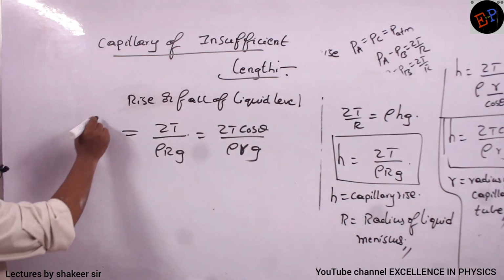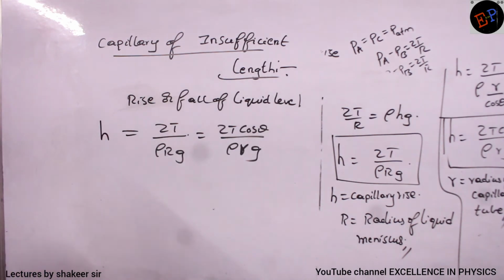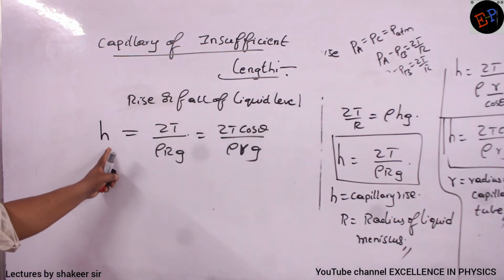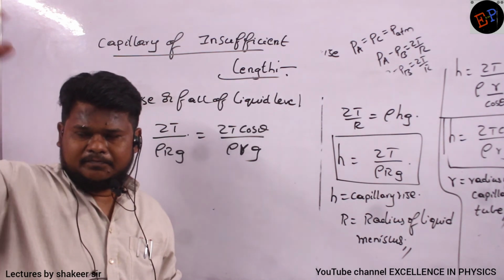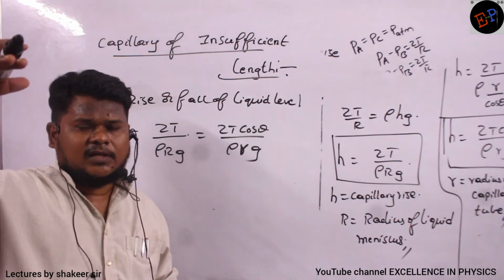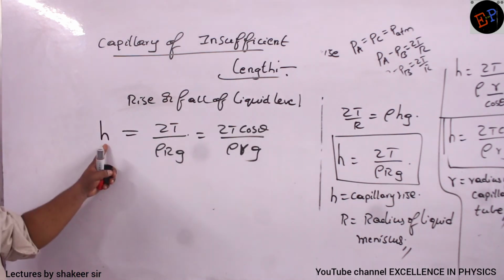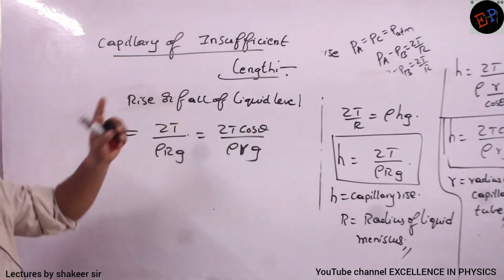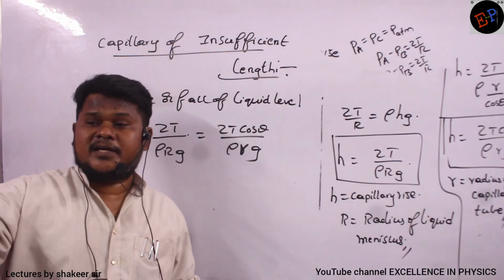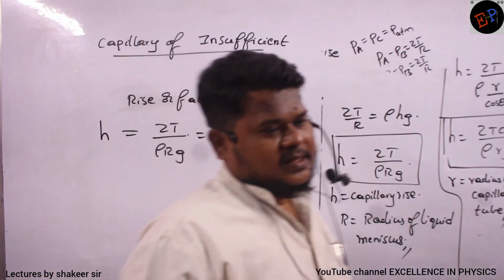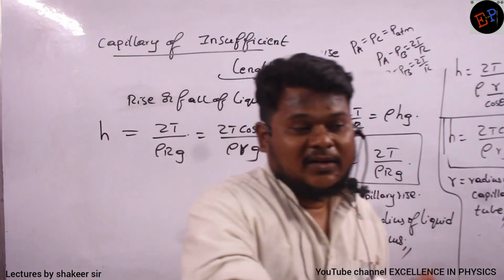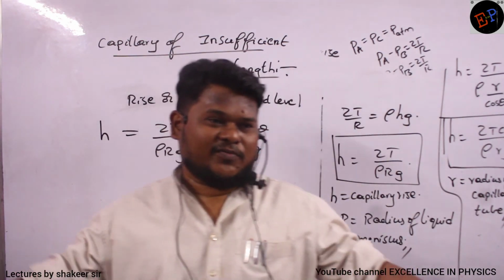So it means, minimum what is the height of the tube I require? Minimum this much height of capillary I require above the water level. So if I place a capillary less than this height, then what will happen? Water will overflow, but water never overflows.